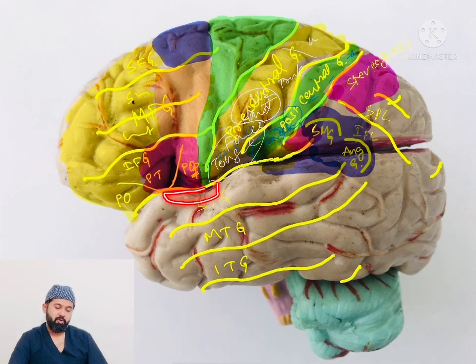Note that the auditory sensations are represented bilaterally. So if someone has damage on one side of the auditory area, they'll still be able to understand what they are hearing. Of course, they will have more difficulty on the side opposite to the lesion, but they'll still be able to perceive it. So this is the primary auditory area.